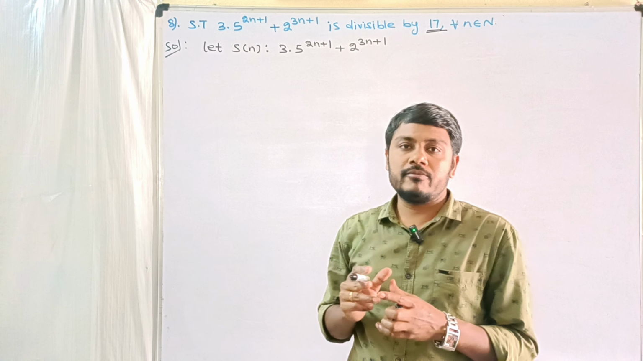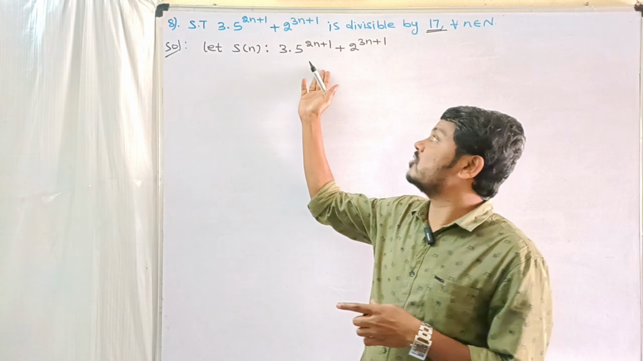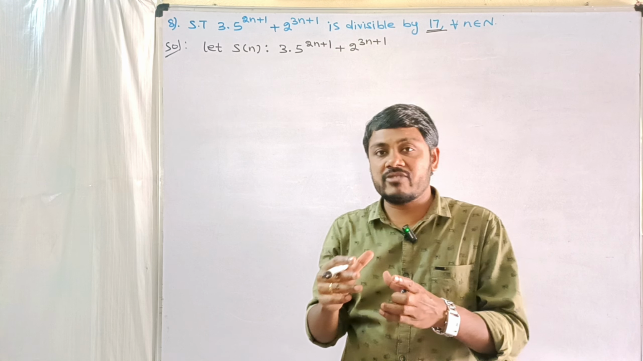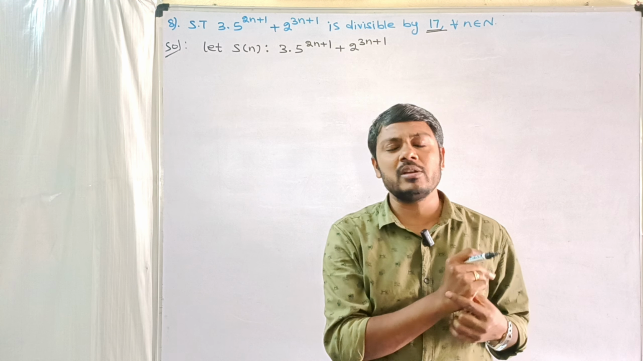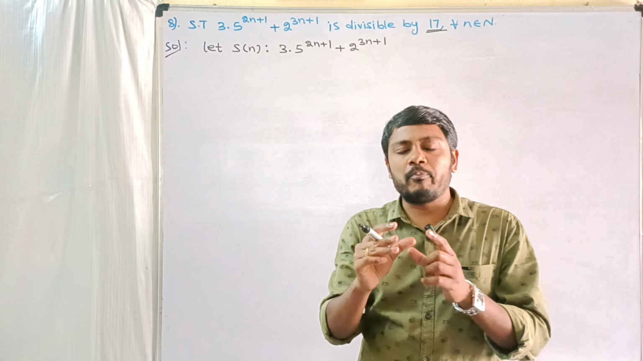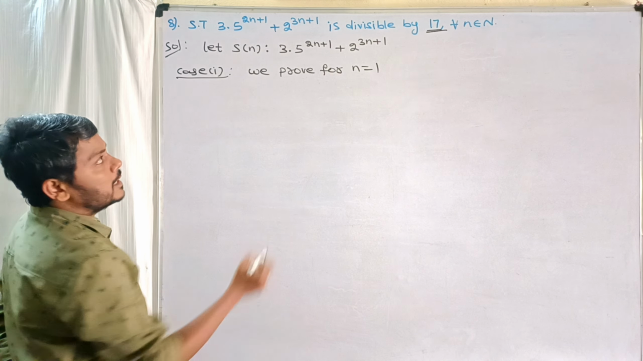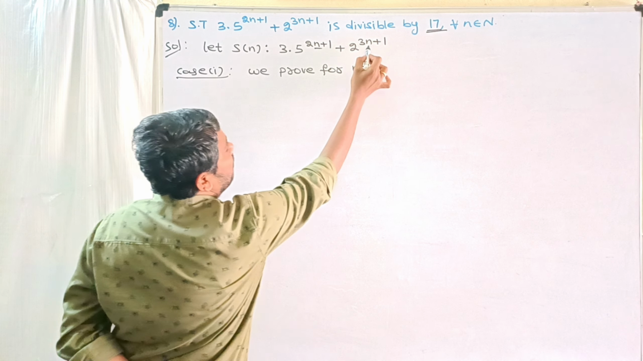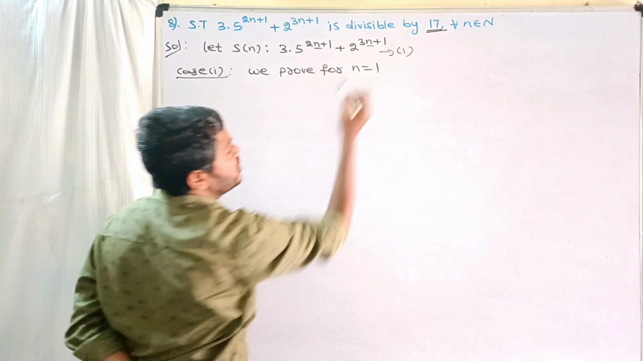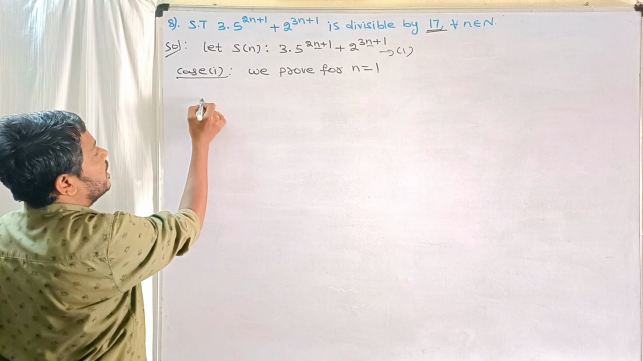17. Okay. Let us consider the given statement is S of n. Next, case 1. You prove for n is equals to 1. So means you can replace n by 1. So here replace n by 1 in equation 1. So what will you get?